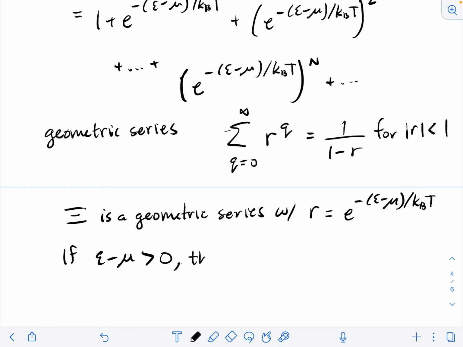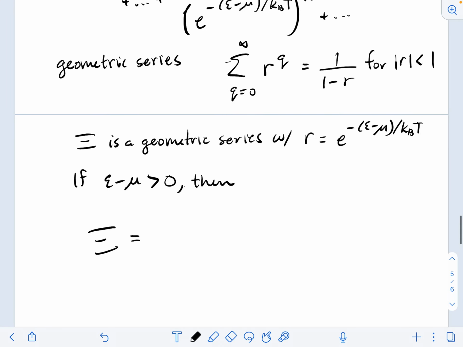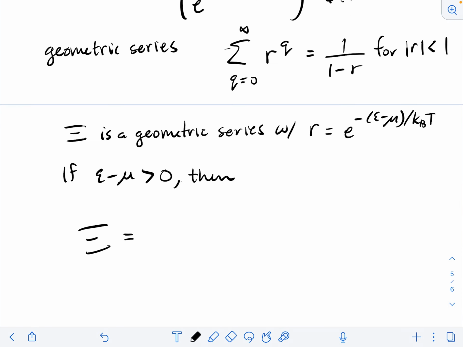then we could evaluate this grand partition function as being 1 over 1 minus r, and so this r is e to the minus epsilon minus mu over kBT. Okay, good.